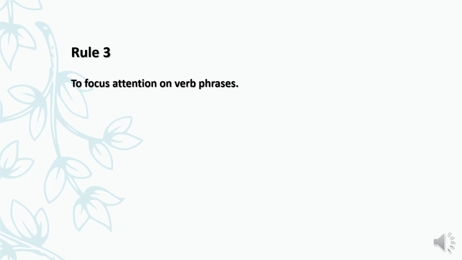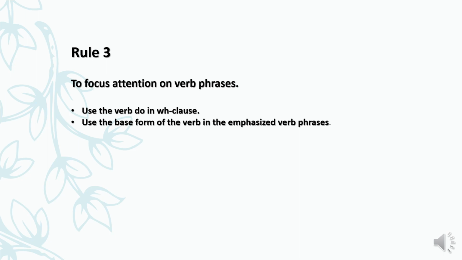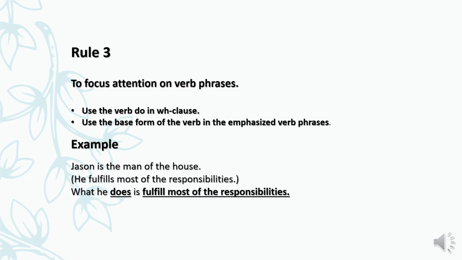Rule number 3. We can also use wh-clefts when we want to focus attention on verb phrases, by using the verb do in wh-clefts and by using the base form of the verb in the emphasized verb phrase. For example, Jason is the man of the house. Here, I want to emphasize that he fulfills most of the responsibilities. So the answer will be, what he does is fulfill most of the responsibilities.